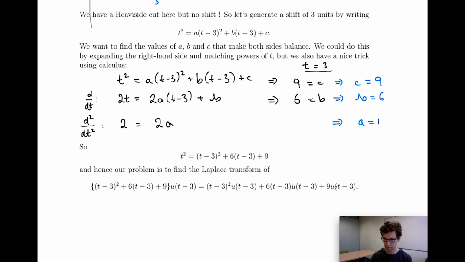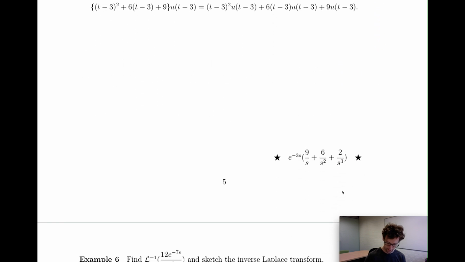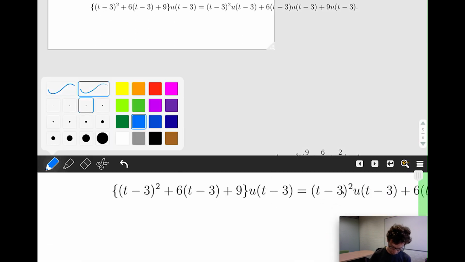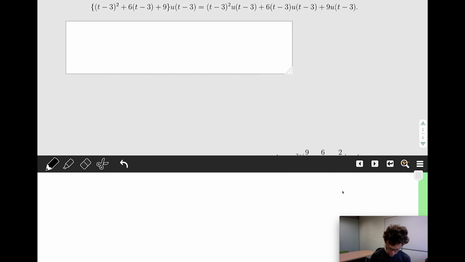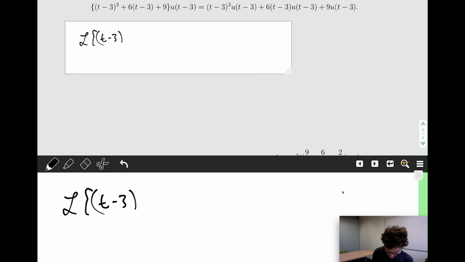And the last piece there, even though it doesn't have a shift in it, or because it doesn't have a function of t, it's actually just a Heaviside function. And I already know how to take the Laplace transform of a Heaviside function. So let's look at the Laplace transform of this piece by piece. So the first piece was (t minus 3) squared, u of t minus 3.